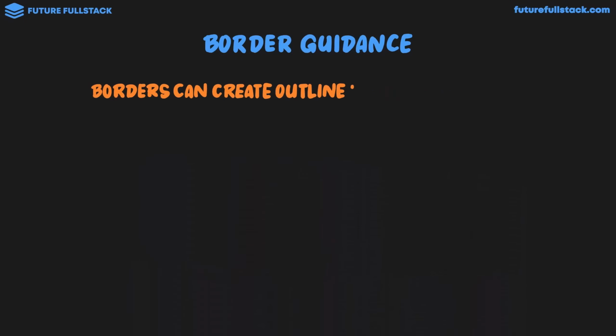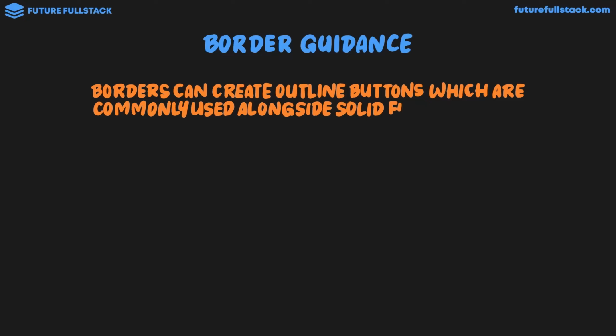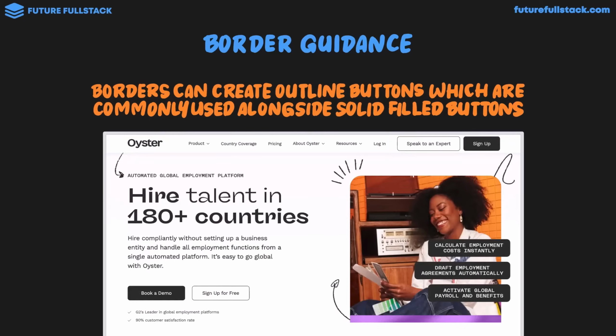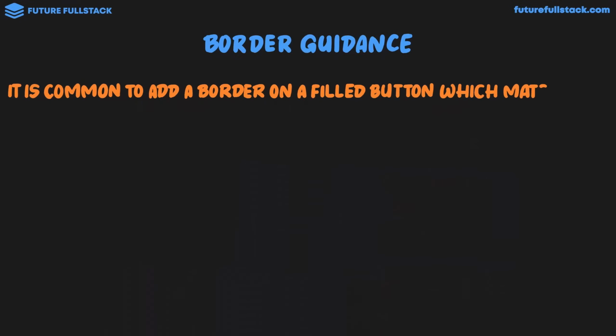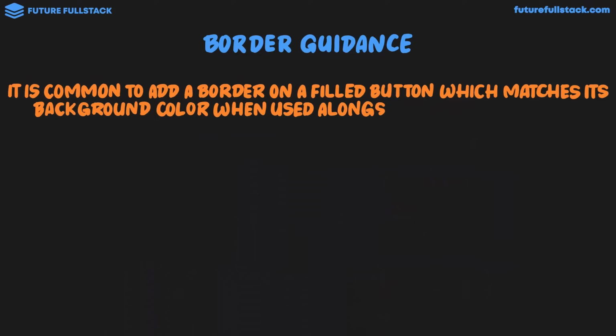Borders can create outline buttons, which are commonly used alongside solid filled buttons. For example, on this page, you can see next to the Book a Demo button, which has a gray solid fill, we have over here an outline button. This button is almost the reverse of the filled button. Now I want to talk more about how the outline button is actually implemented, because when we add an outline button to our design, we actually need to make some modifications to the fill button to make the design consistent. It is common to add a border on a fill button which matches its background color when used alongside an outline button. So what do I mean by all this?